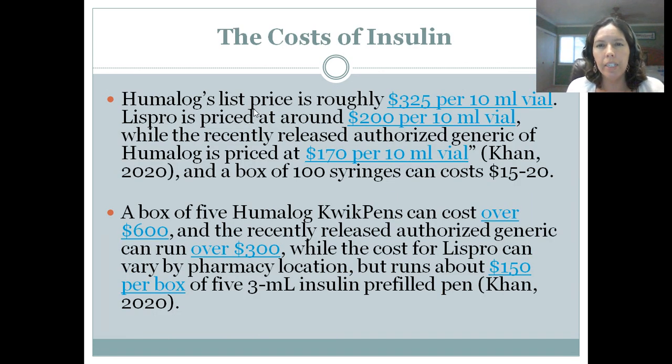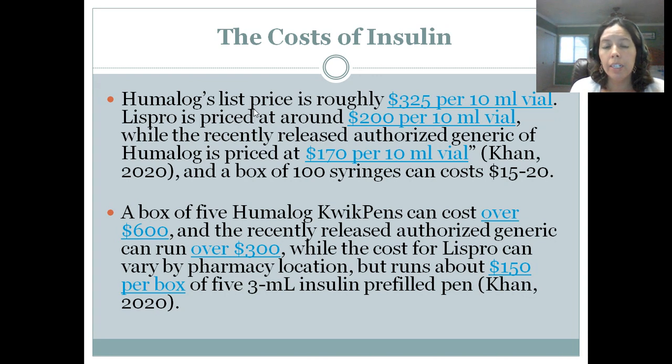As you can see, insulin can be very expensive. For example, Humalog is roughly $325 for a 10 milliliter vial, while Lispro is priced around $200 per vial, and the generic of Humalog is priced at about $170 for a 10 milliliter vial. And of course, you have to add the price of syringes to that.